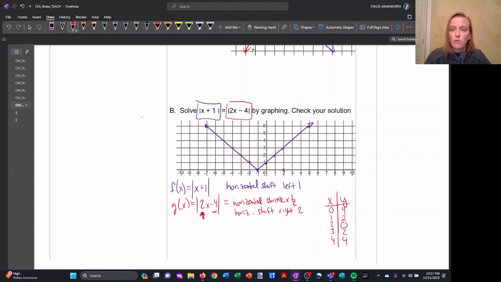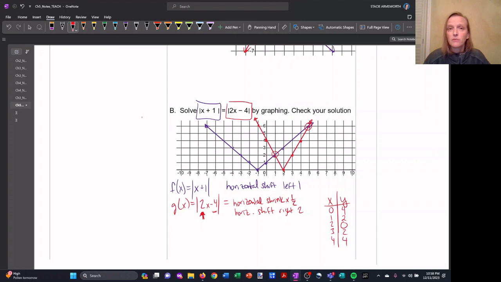So I end up with points like this on my graph. You can see there's a slope of negative 2 in that direction, and then a slope of positive 2 in this direction where I can continue graphing. And my absolute value graph looks like this. And you can see that there are 2 points of intersection here.